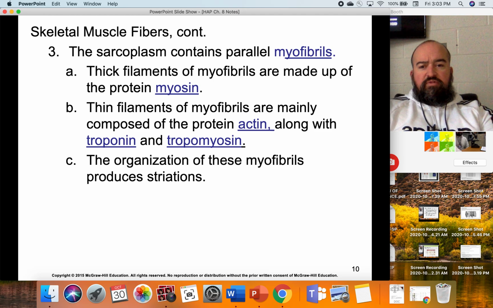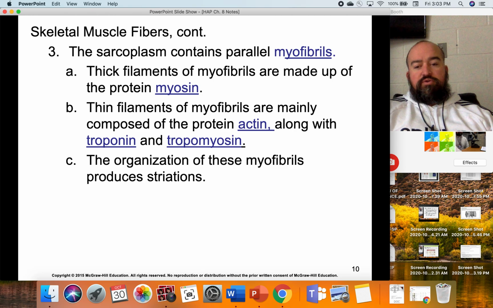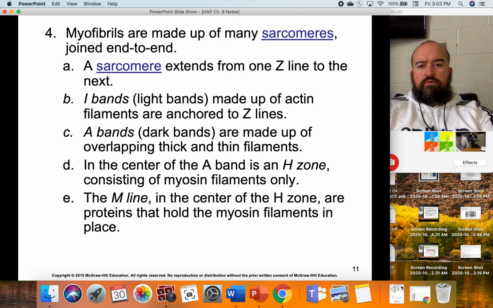Those thick and thin filaments, the thick ones are called myosin, and the thin ones are called actin, and they are arranged in alternating patterns that produce the striation. So that's why they look striped. It's because of the arrangement of those filaments. We'll talk about troponin and tropomyosin later.